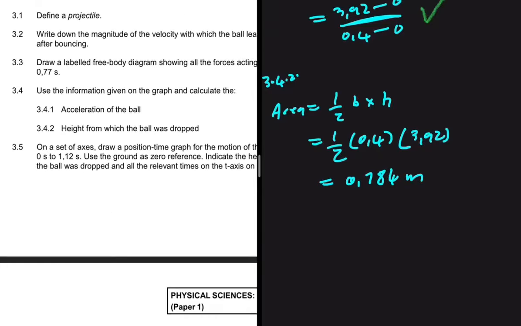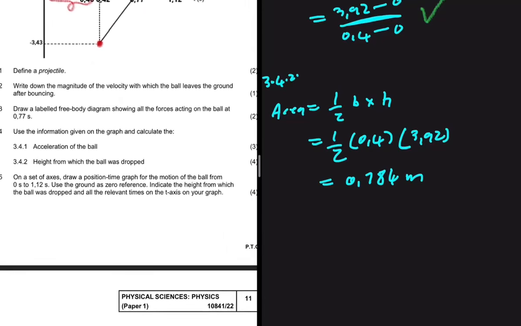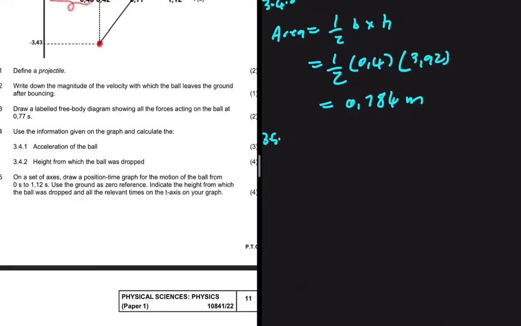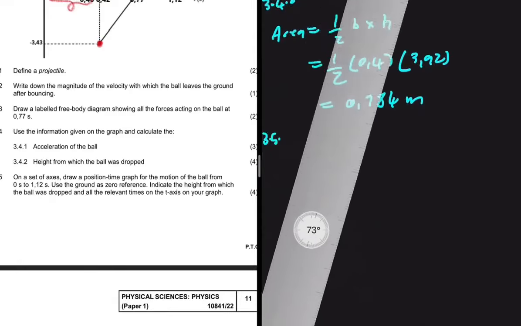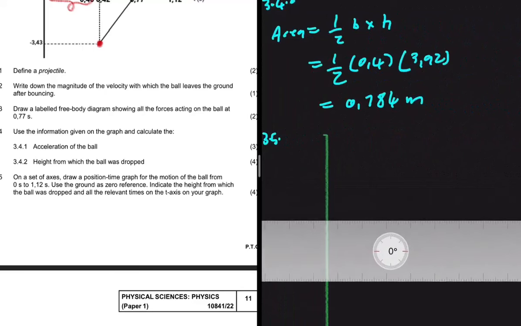The next question, 3.5. On the same set of axes, draw a position-time graph for the motion of the ball from 0 second to 1.12 seconds. Use the ground as zero reference, indicate the height from which the ball was dropped, and all the relevant times on the t-axis of your graph. So let's go ahead and try that. What do we need? We need a set of axes, so our y and our x. We are good to go now.